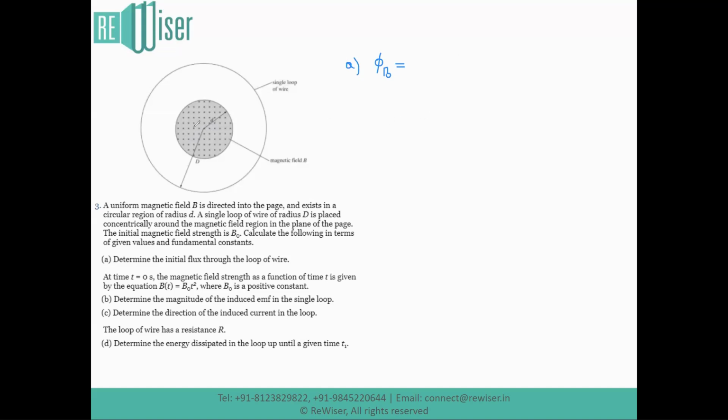Here, since the field lines are passing perpendicular, the normal and the field lines make an angle 0, which means cosine of 0 is 1. We don't have to worry about that. The initial strength of the magnetic field is B naught. So assume B naught into the region, which is in the shape of a circle with radius d, giving me the area pi d square. Moving on to part B of the question.